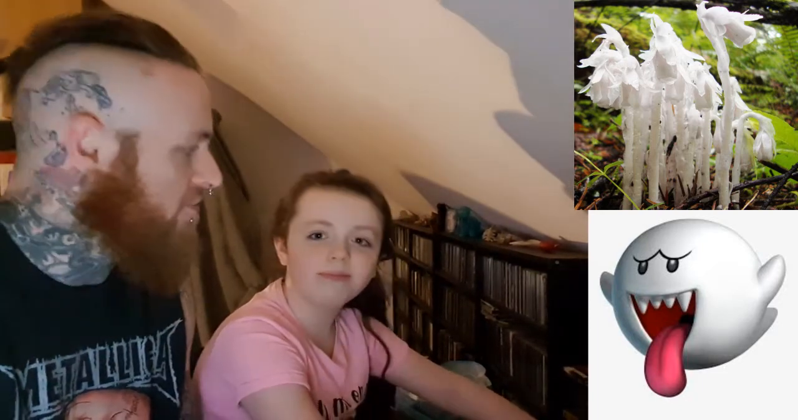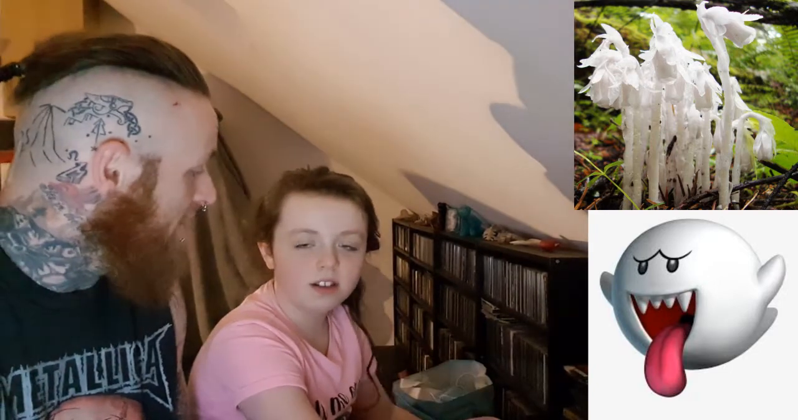It's crazy. It is pretty crazy, isn't it? So the non-photosynthetic plants, such as the ghost plant up here, have special organs called haustoria, which infiltrate the host plant's tissue and extract water and nutrients. So, creepy wee ghost plant.